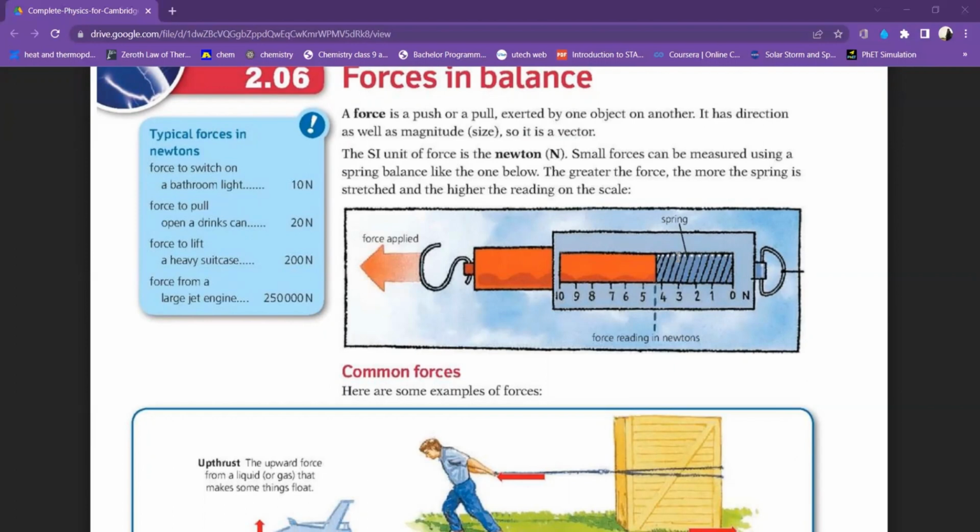Okay. Typical forces in newtons. Force to switch on a bathroom light is 10 newtons. That is a really small force. Force to pull open a drinks can is 20 newtons. Force to lift a heavy suitcase is 200 newtons. While the force from a large jet engine is 250,000 newtons, for 25,000 kilograms with an acceleration of 10 meters per second squared.